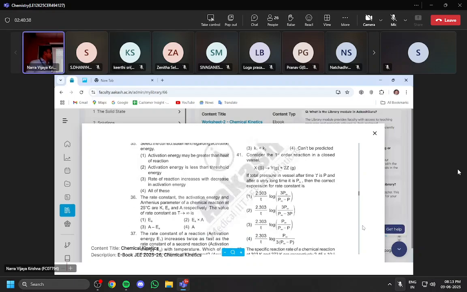Can you solve this one? Just now we solved. We wrote A gives rise to 2B plus C. But this is given as solid. This is given as solid. So solve that question number 41.